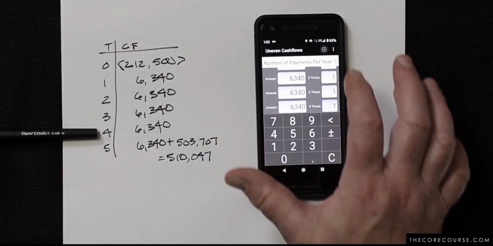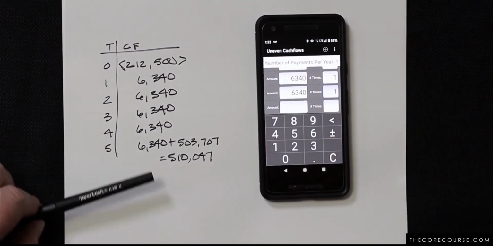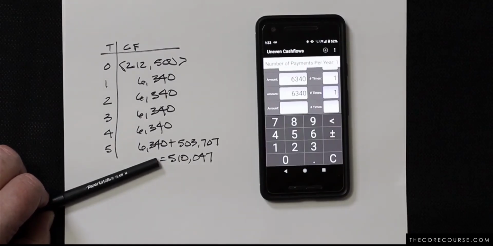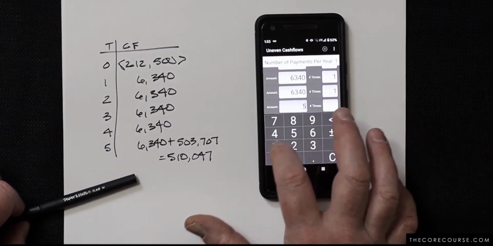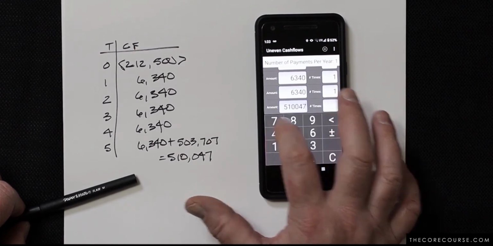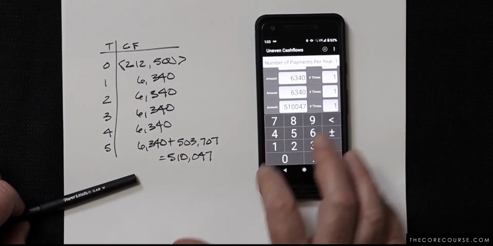Create one final row for time period 5. Now this is where the sum of the cash flows plus the sales proceeds go. This value is 510047. So tap in 510047, number of times is 1.